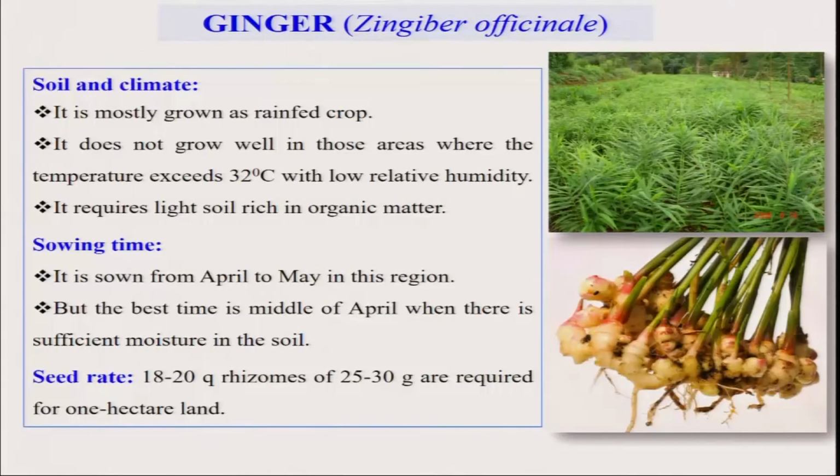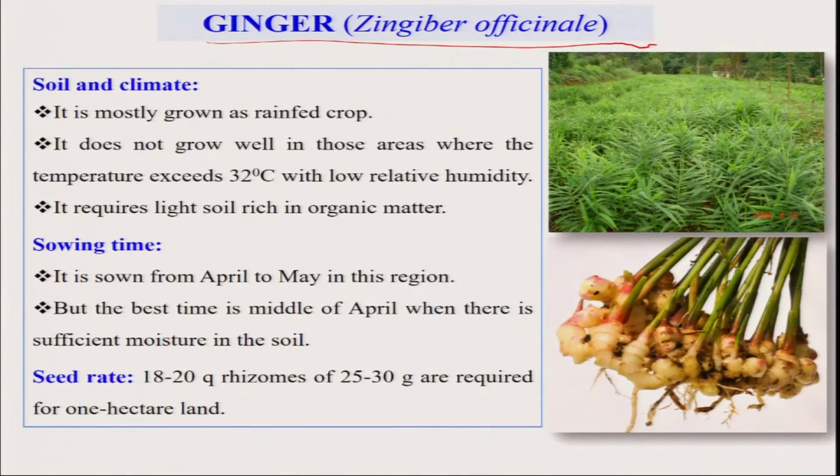Similarly, you can see this is the ginger. The scientific name of ginger is Zingiber officinale. It is a very important spice crop. Our southern states and the northeastern states are mostly producing ginger, but the quality of ginger produced in the northeastern region of India is very good. It is mostly a rainfed crop. It can be sown from April to March in the region.